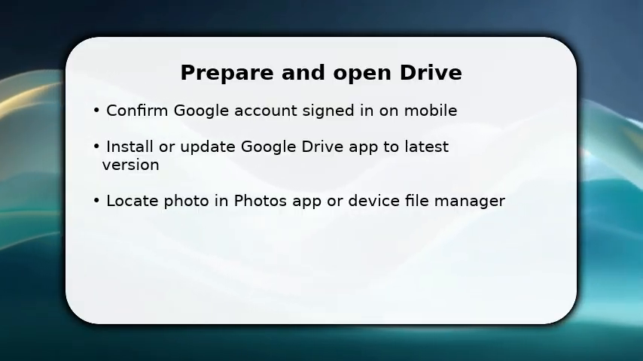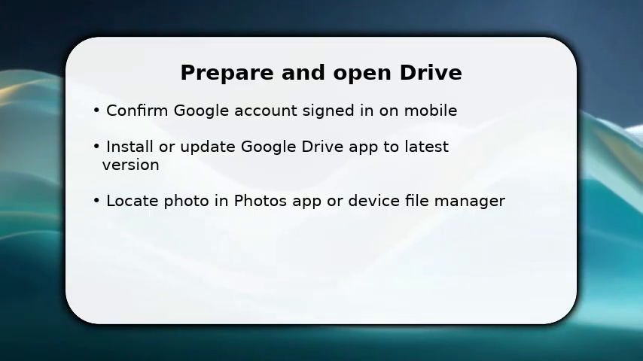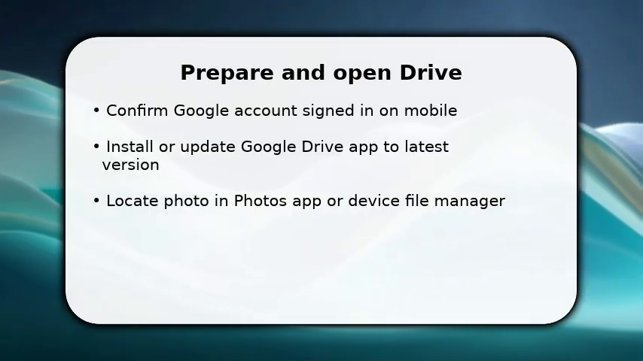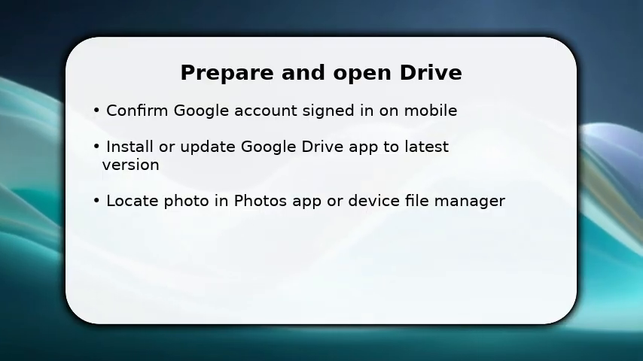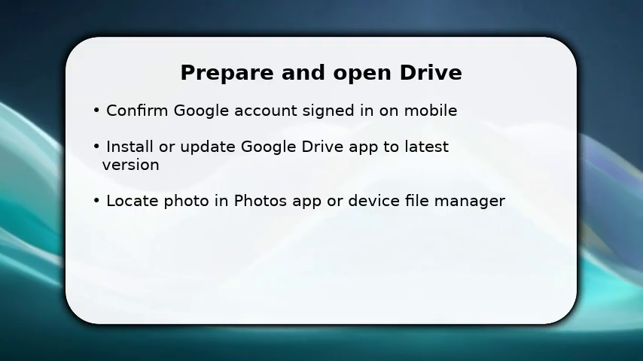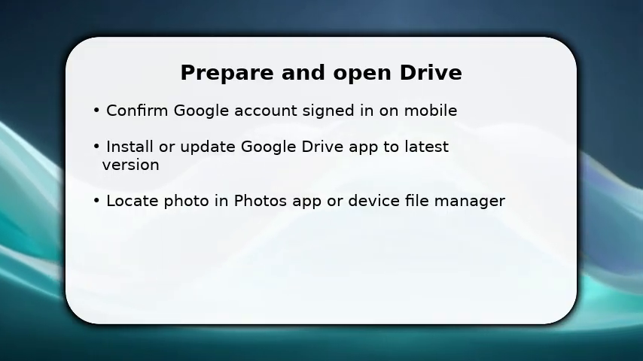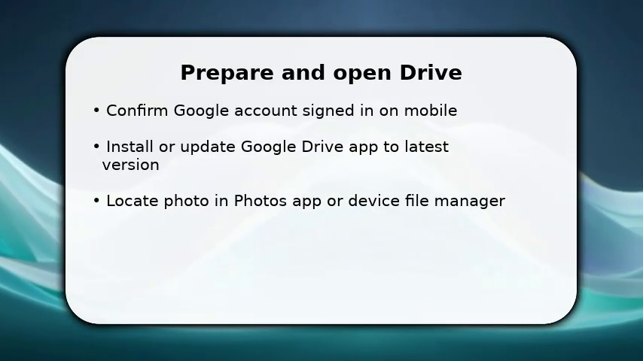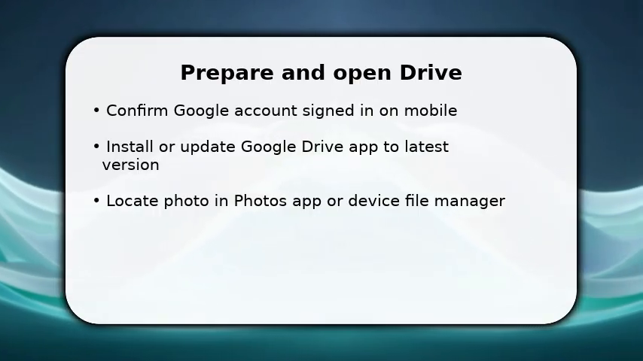Then locate the photo on your device, either in the Photos app or a folder in Files, and decide whether to upload or share directly from Drive. Once done, tap the blue New button in Drive to upload. This creates a Drive copy you can link to, which ensures consistent access across devices.